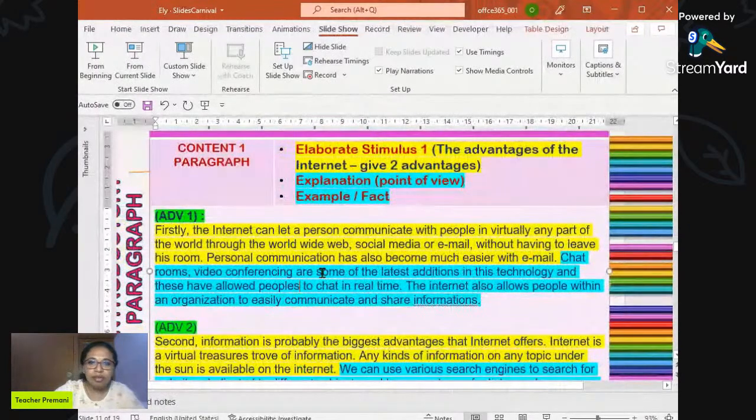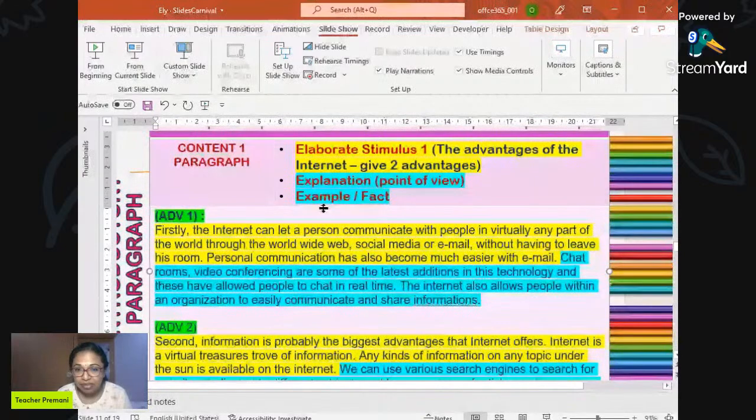People to chat in real time. The internet also allows people within an organization to easily communicate and share information. Actually, you see, I give an explanation where I blend in some examples, like chat rooms and video conferencing, so it's clearly stated. The content comes along with the explanation and example. That's what your essay should look like, not merely listing the content. Okay, so next one we'll see.